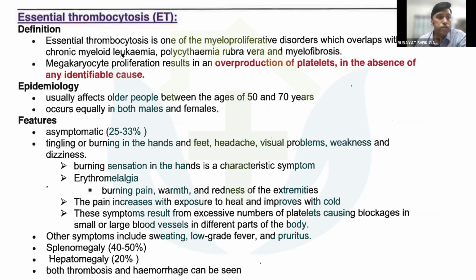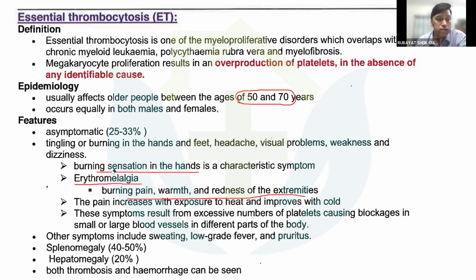Your patient will usually be an elderly patient, 50 to 70 years. They may be asymptomatic, but commonly they will have tingling or burning in the hands and feet. Burning sensation in the hands is very common. This is called erythromelalgia: burning pain, warmth, redness of the extremities, probably because the raised platelets cause clumps blocking the small vessels in the extremities. You may have sweating, low-grade fever, non-specific symptoms, splenomegaly in 40–50% cases, but these are the typical symptoms that you usually will be getting in the exam.